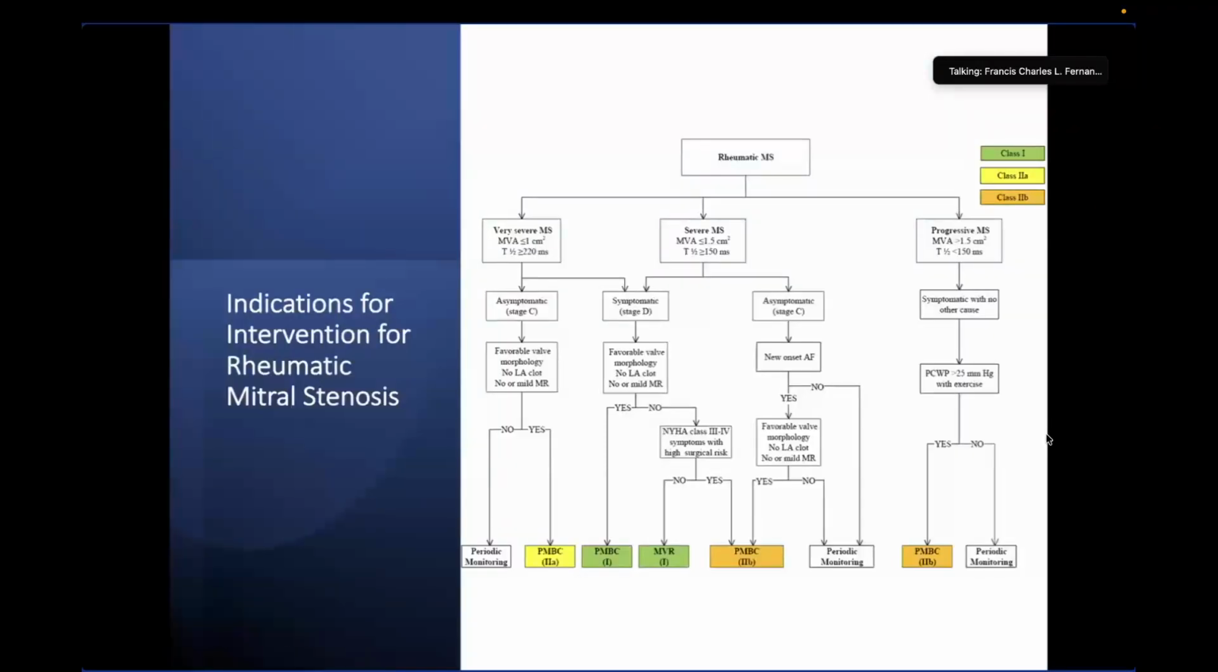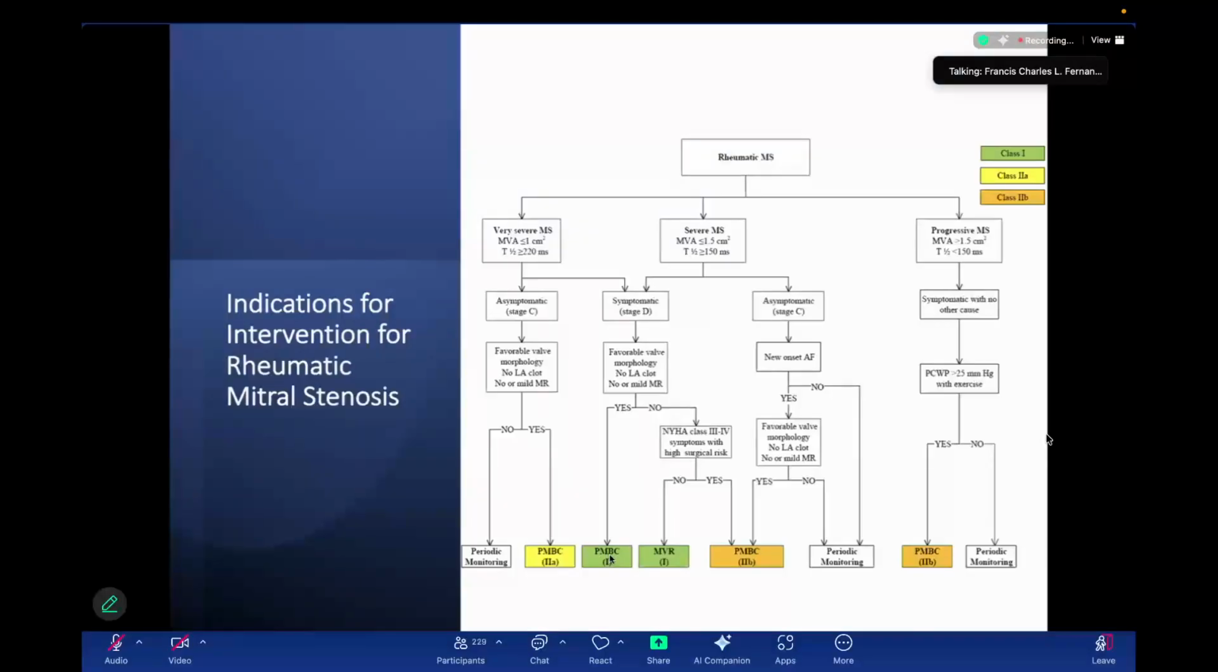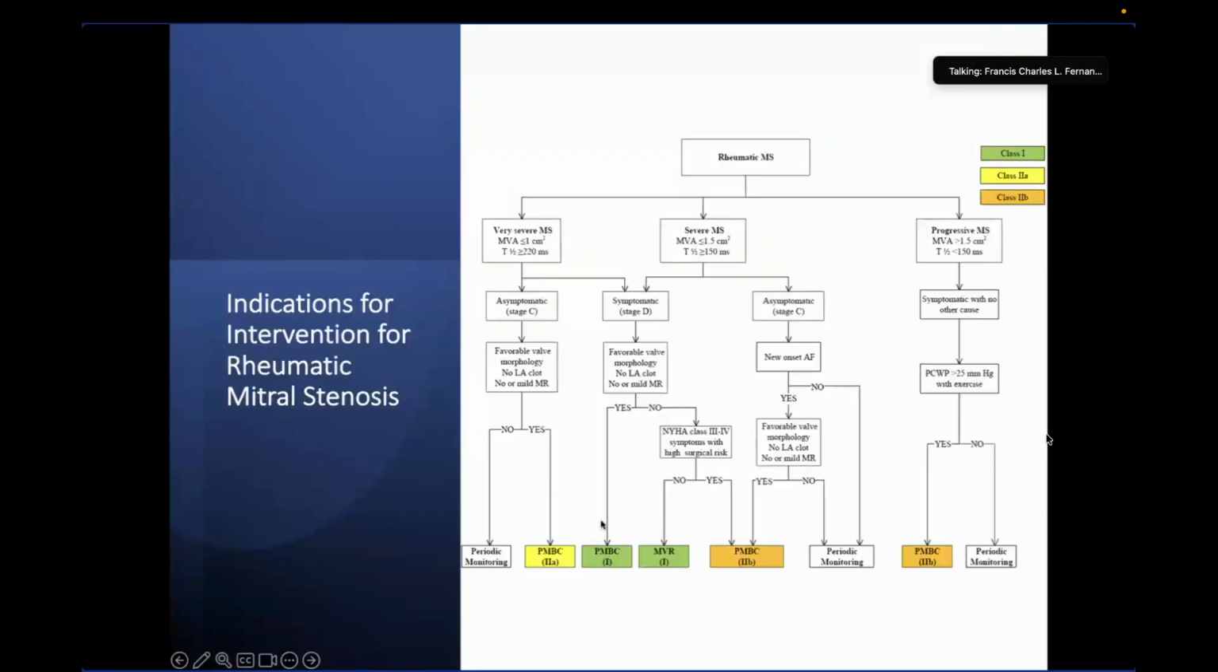So indications for intervention for rheumatic mitral stenosis, of course, symptomatic patients, stage D, asymptomatic patients, stage C. This one, I will leave it only here to the green ones, whether it should be in stage D. No clot in the left atrium. You do your percutaneous mitral valve balloon commissurotomy or PTMC, percutaneous transmitral commissurotomy. I am biased to do this because we do this. And this is the surgical aspect, mitral valve replacement.